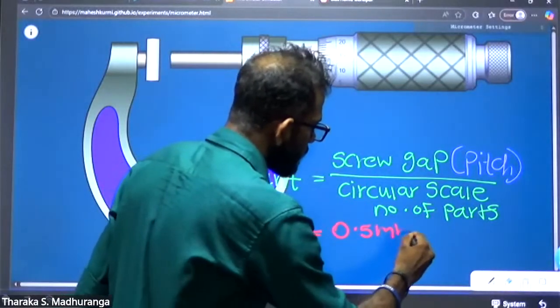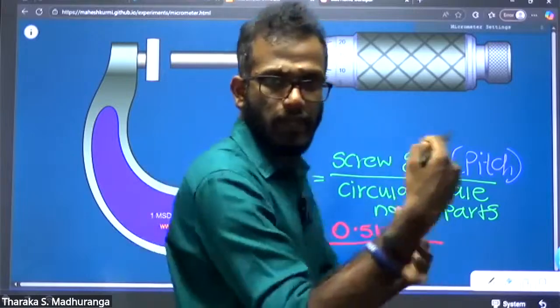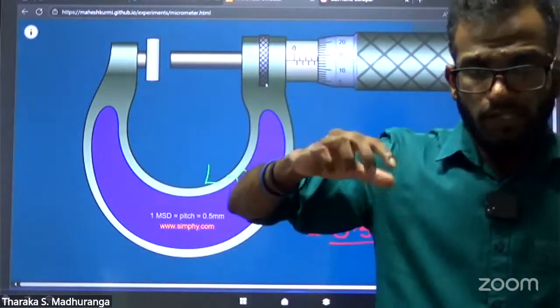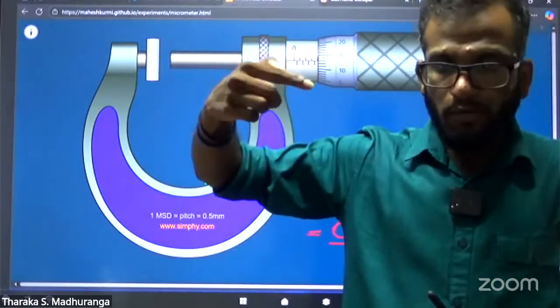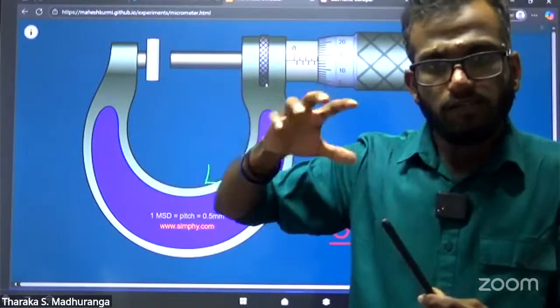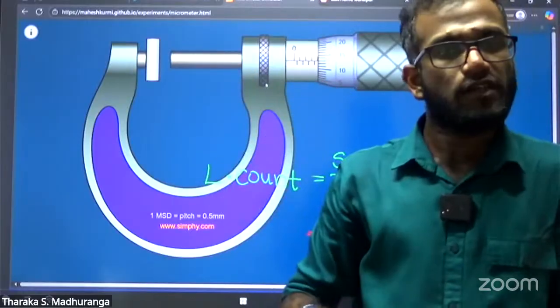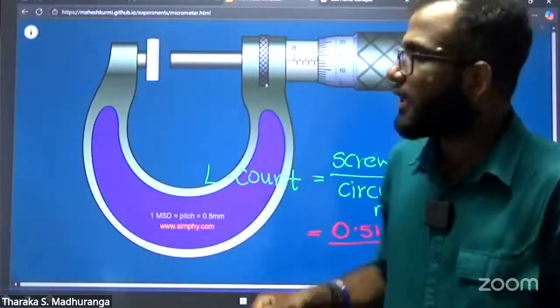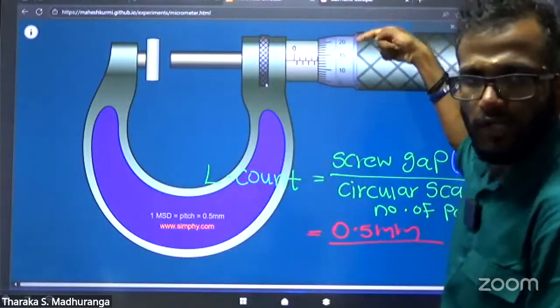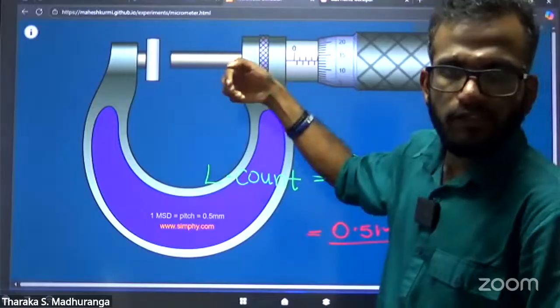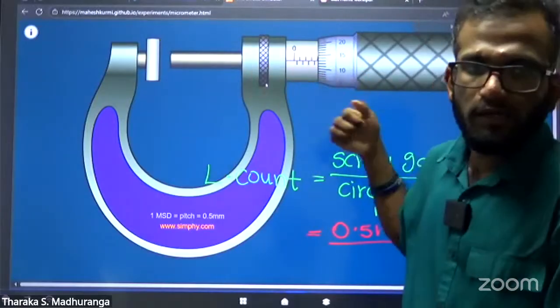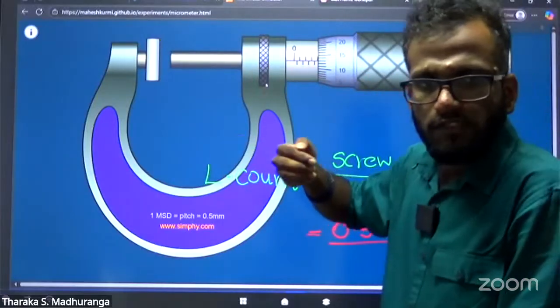0.5. Practically, I explained last week, when the circular scale rotates one full revolution along the linear scale, the distance the circular scale moves is the screw gap. When it makes one full revolution, the amount it moves along the linear scale, that distance, is the screw gap.